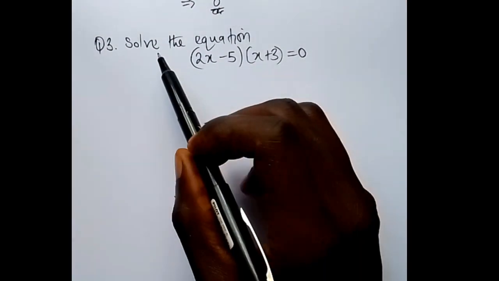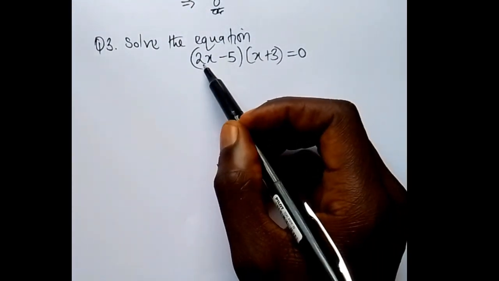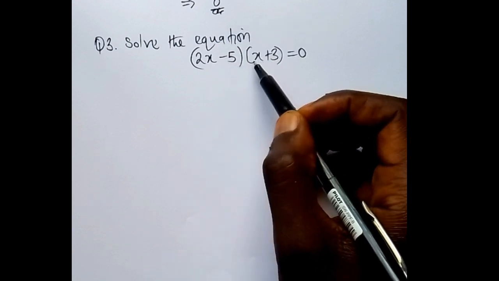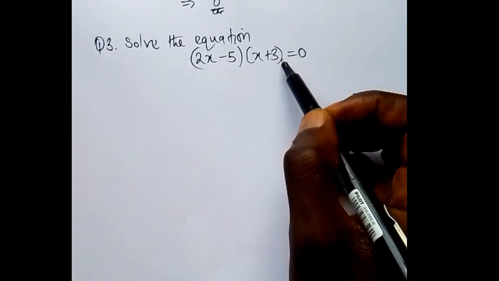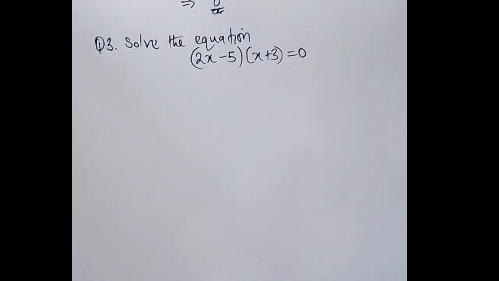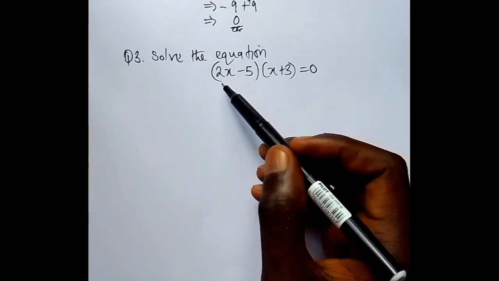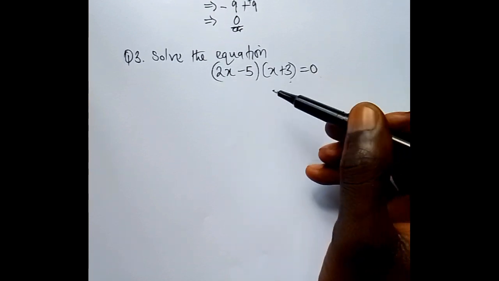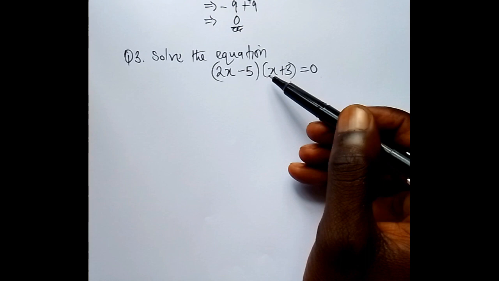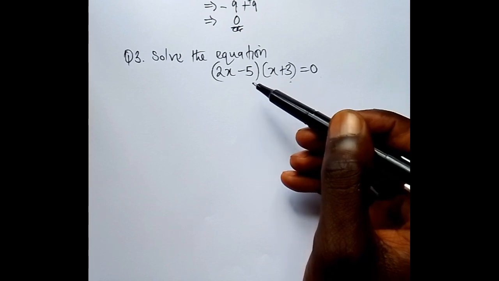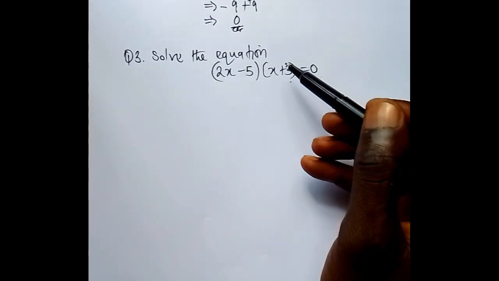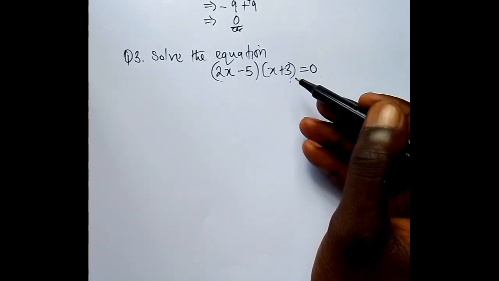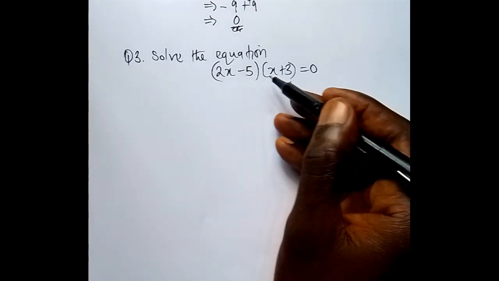Question 3, solve the equation open bracket 2x minus 5 close bracket open bracket x plus 3 close bracket equal to 0. To solve the equation, we'll avoid the process of expanding these two expressions, because if we expand, this will just give us a quadratic equation. And to solve a quadratic equation, we have to find the product sum factor. After finding the product sum factor, we again get back to this same level.